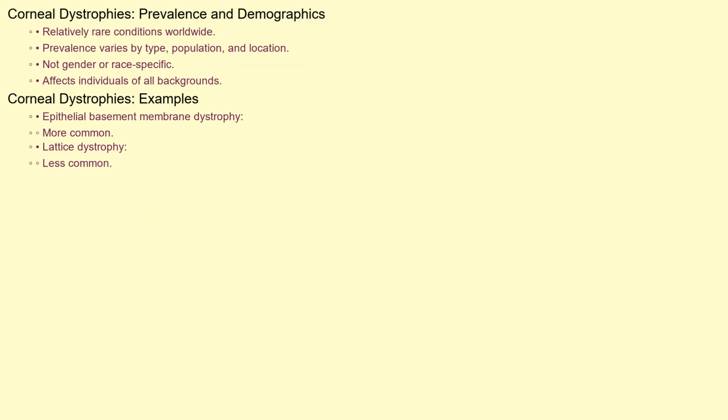Corneal dystrophies are relatively rare conditions, affecting individuals worldwide. The exact prevalence of each specific type varies depending on the population and geographic location. Some dystrophies, like epithelial basement membrane dystrophy, are more common than others, such as lattice dystrophy. While prevalence varies, it is important to understand that most corneal dystrophies are not gender or race specific and can affect individuals of all backgrounds.